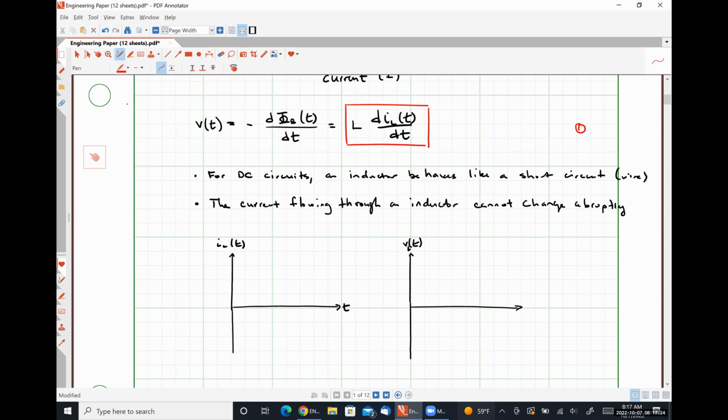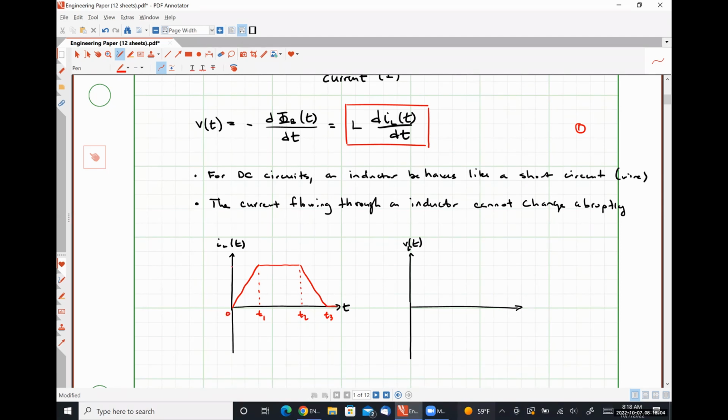So let's say that our current waveform looks something like this. We have a linear increase in current until sometime t1. Our current stays constant until sometime t2. Our current decreases to 0 until sometime t3, and it stays 0 after that point.